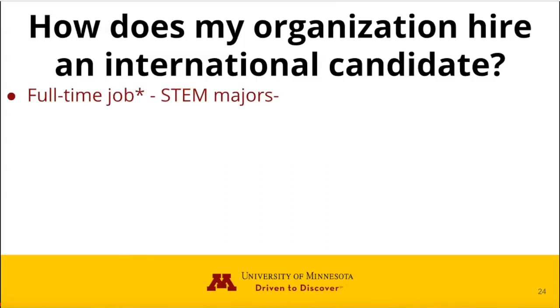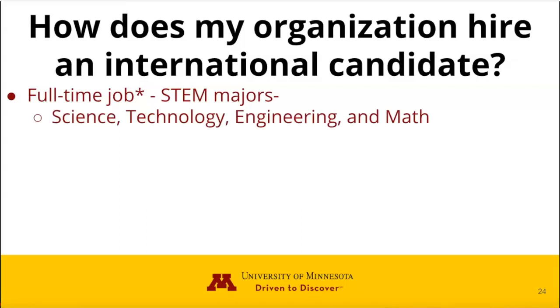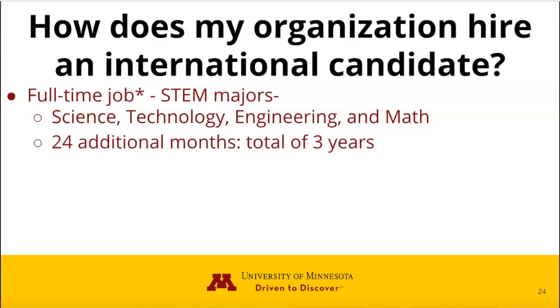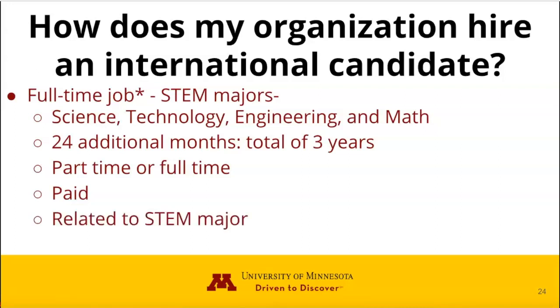The 12-month asterisk on the last slide refers to a great exception for international candidates who graduated from the U.S. with a STEM degree. International candidates with a U.S. degree in science, technology, engineering, or math are eligible for additional time on top of the 12 months to work in the United States. STEM graduates are eligible for 24 additional months of work authorization, or a total of 3 years. They can work at least 20 hours per week, and the work must be paid. The work must also be related to their STEM major.